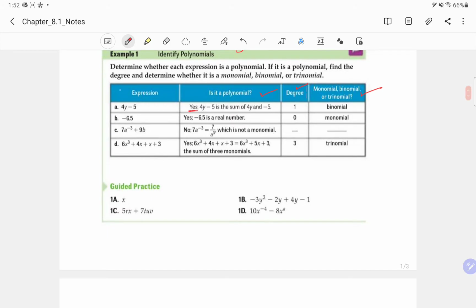I know I said it's broken up with addition and this is subtraction, but that's the same as saying 4y plus -5. Okay, so it's fine. It's still a sum. It's still addition. All right, the degree is 1. Okay, this monomial doesn't have an exponent, so its degree is 0. This monomial has one variable with an exponent, so its degree is 1. It takes the degree of the larger of the two, so it gets the 1 as its degree for this polynomial.